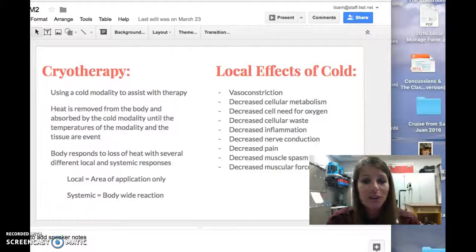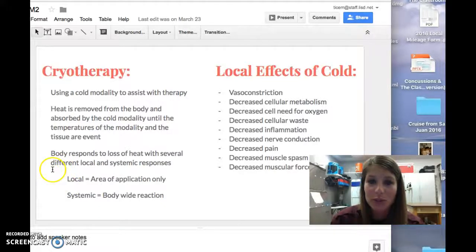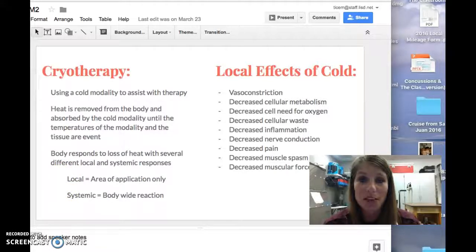So I do want to remind you, I know we've talked about this in class, but your body does have two different types of reactions to cold or to those thermal modalities. We have a local reaction where we use our ice bag or our moist heat pack. Only that area where the modality is placed is going to feel the effects. If I put it on my right shoulder, my left shoulder is not going to get any colder.